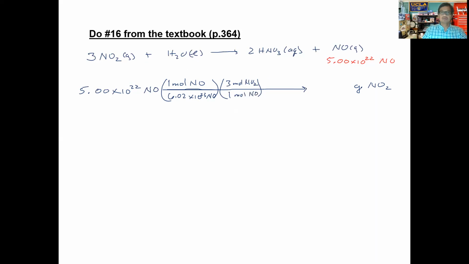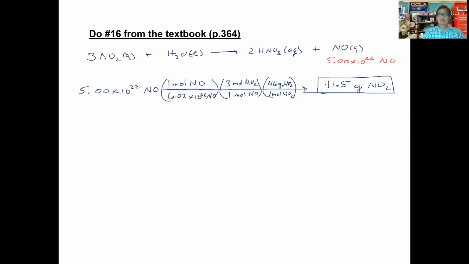Please make sure, if you don't see why we have to set up these conversion factors like we do here, that you come by and get some extra help with that. Then we have 46 grams, the molar mass, as the last one. 46 grams of nitrogen dioxide over 1 mole of nitrogen dioxide. Make sure you're clear on where we get this number from. All right, and that's it. So you set that up and you end up with 11.5 grams of nitrogen dioxide.